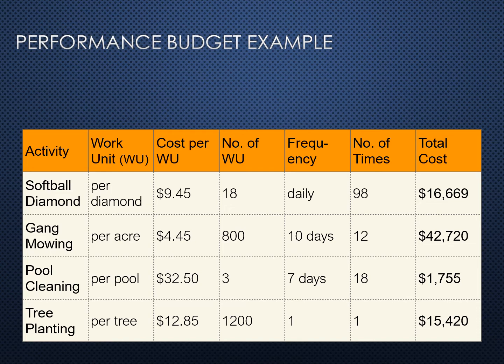And then you can follow the other examples here as well with pool cleaning and tree planting. We're establishing a work unit. We're establishing the cost per work unit, the number of work units we have altogether, the frequency that we do it, and the number of times we do it. So if we look at the frequency, we're talking about, is it one time we're going to do this and never do it again, or are we going to do it every day and somewhere in between?